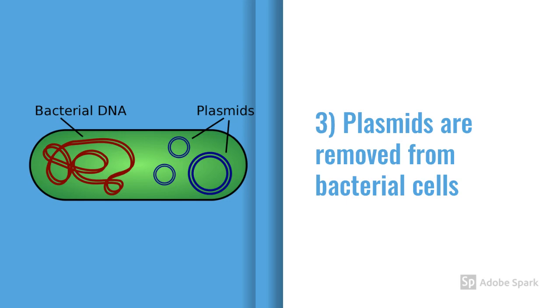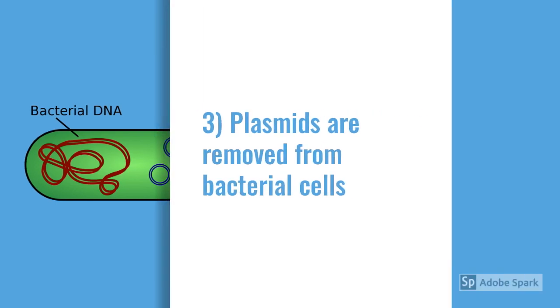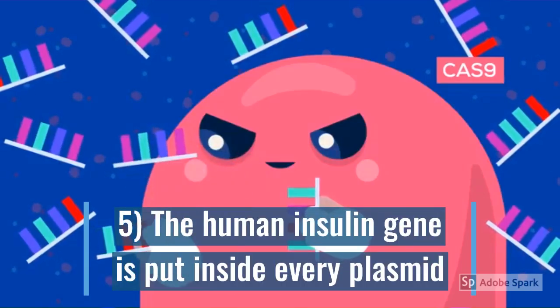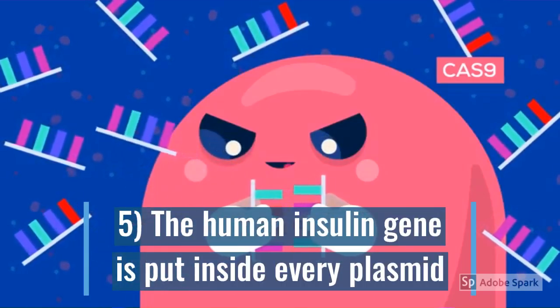Basically, bacterial cells have small, round forms of DNA called plasmids. These plasmids are then removed from the bacterial cells. The DNA of the plasmids are cut using, again, a restriction enzyme. Then the human insulin gene is put inside every plasmid.